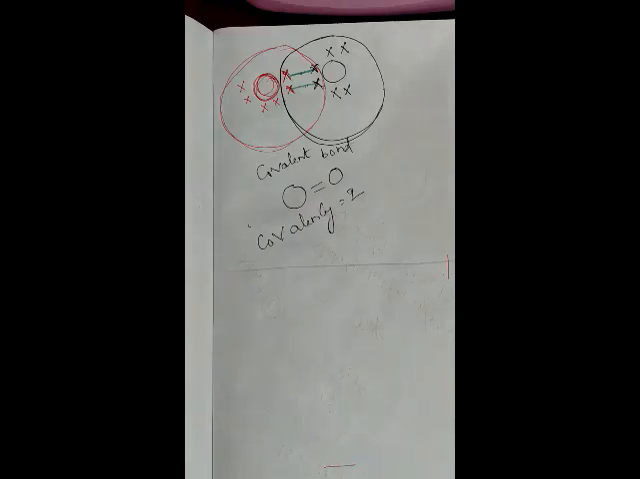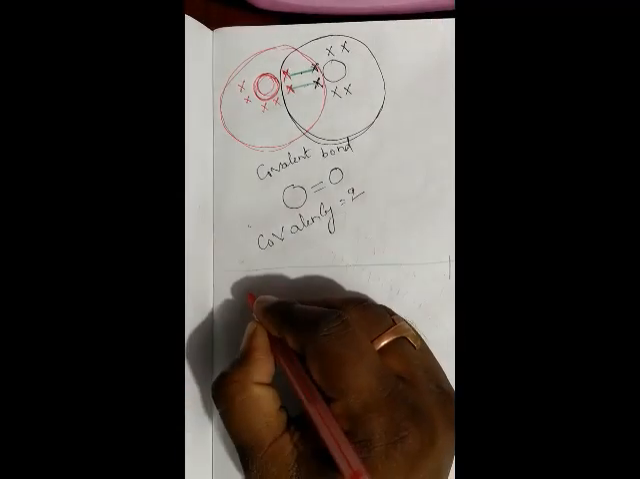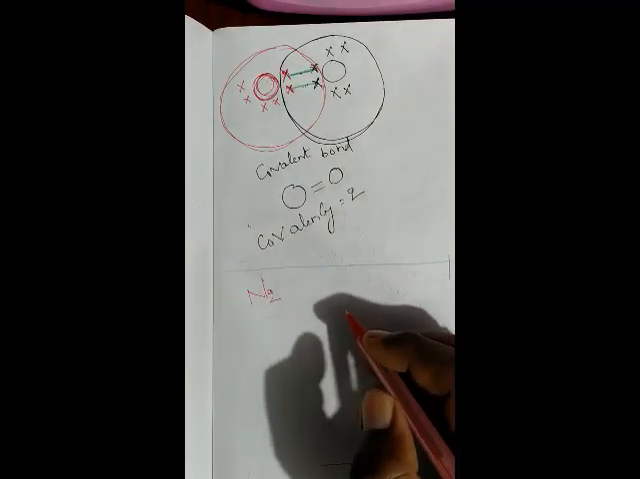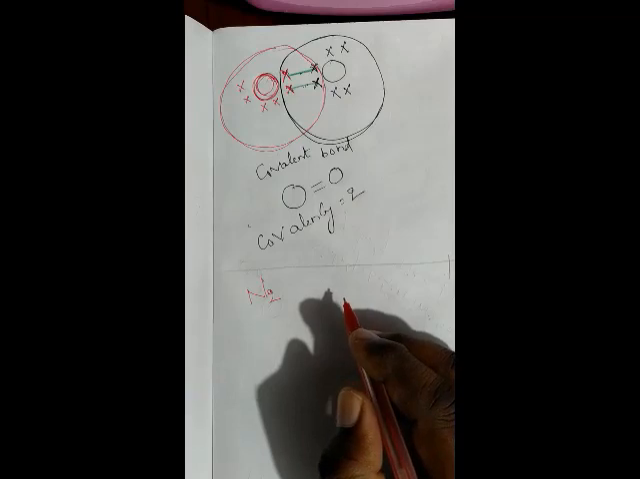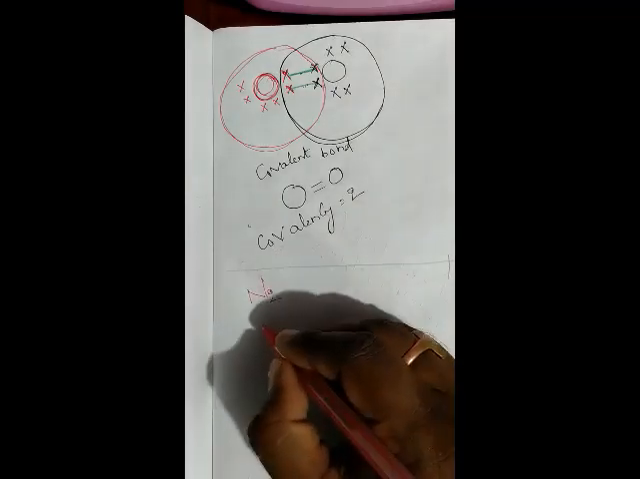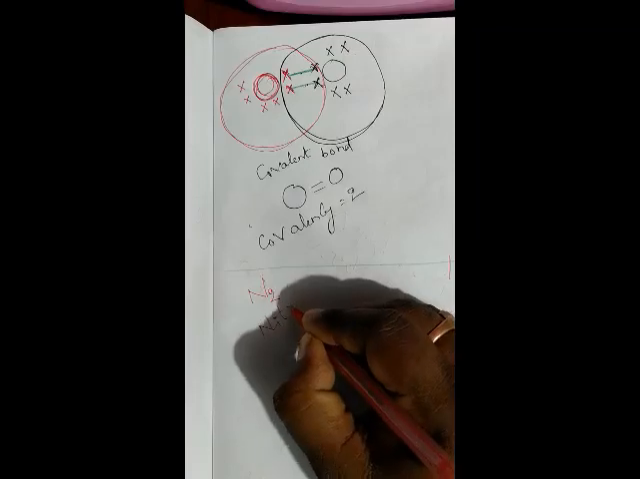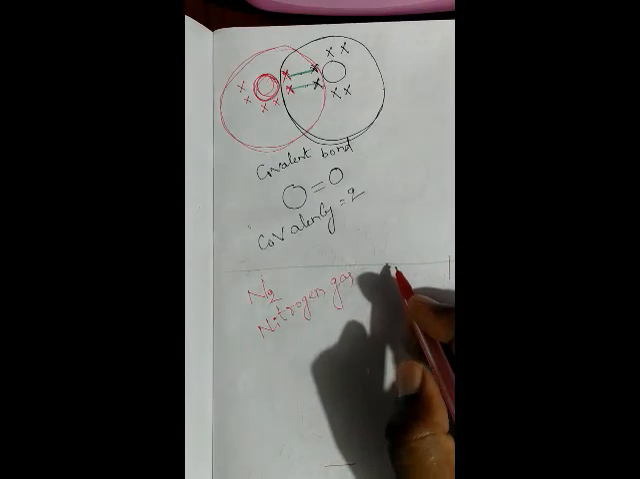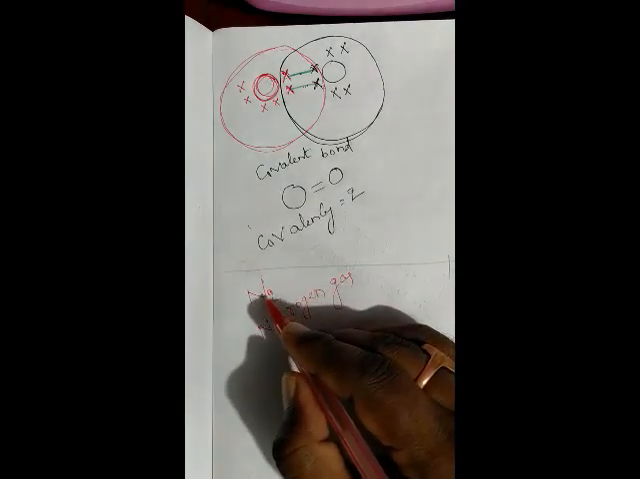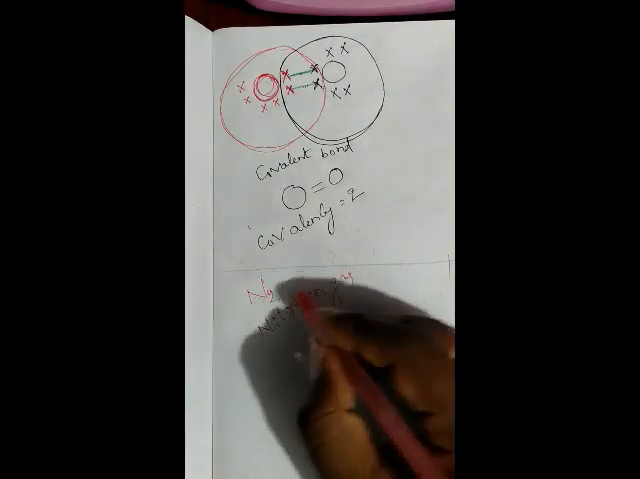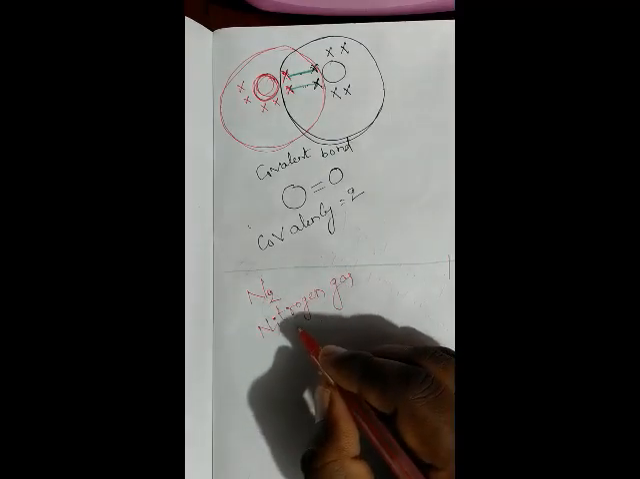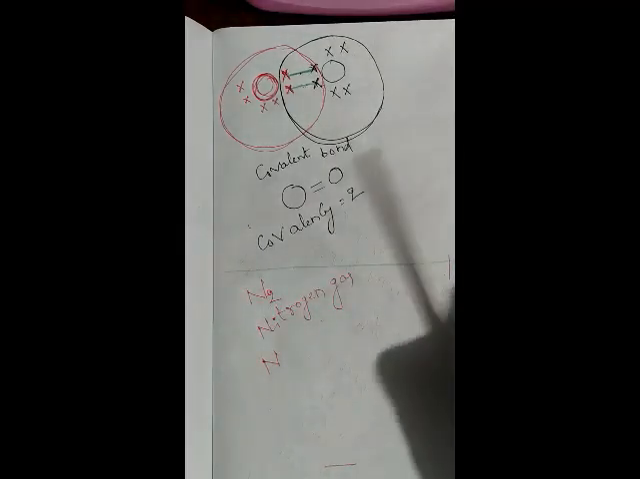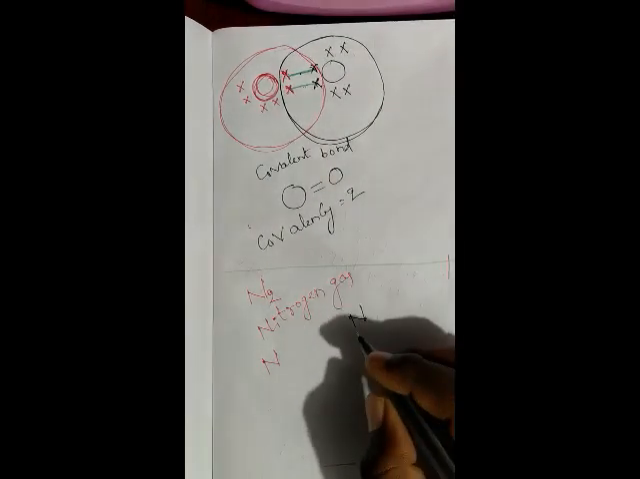Next see, for example, nitrogen. So watch properly. In nitrogen, a total of two nitrogen atoms are present. This is N2 gas, nitrogen gas or nitrogen molecule, and this is not any compound, this is an element. In this nitrogen gas, two nitrogen atoms are present: first nitrogen atom, next second nitrogen atom.